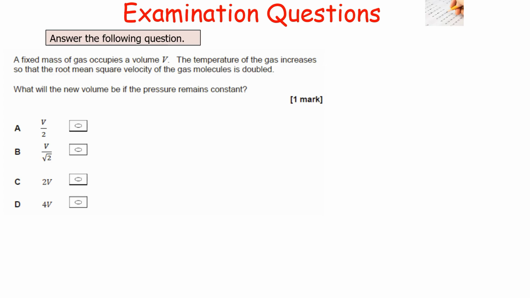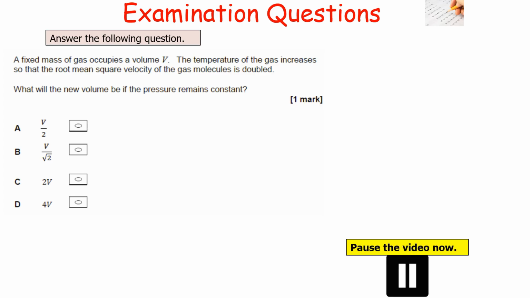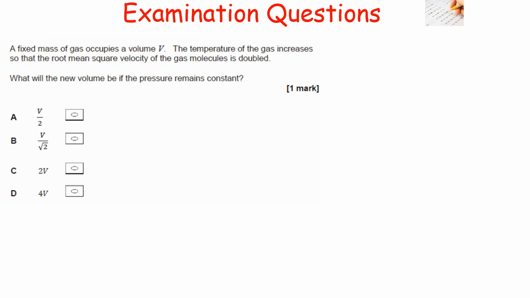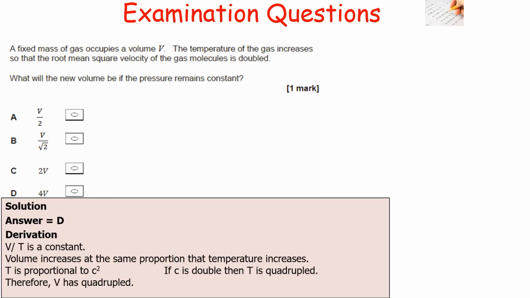The next question says a fixed mass of gas occupies a volume V. The temperature of the gas increases so that the root mean square velocity of the gas molecules is doubled. What will the new volume be if the pressure remains constant? So pause the video now, then unpause the video when you want to go through your answer. Right, our answer here is going to be D, because you know that V over T is a constant.